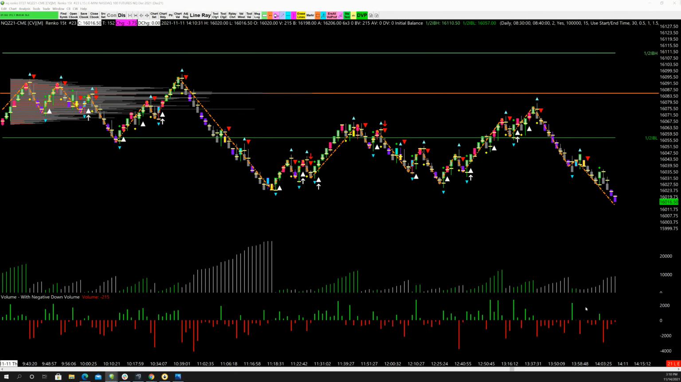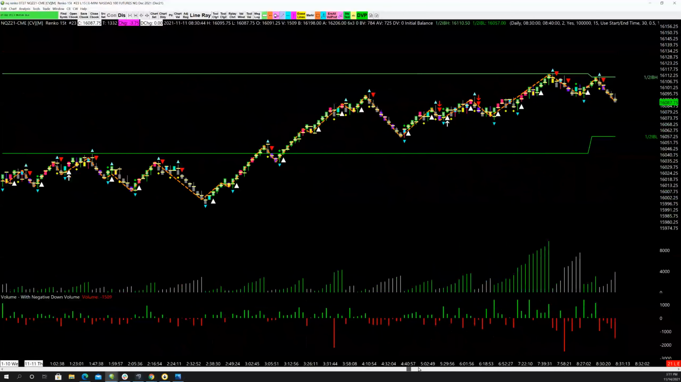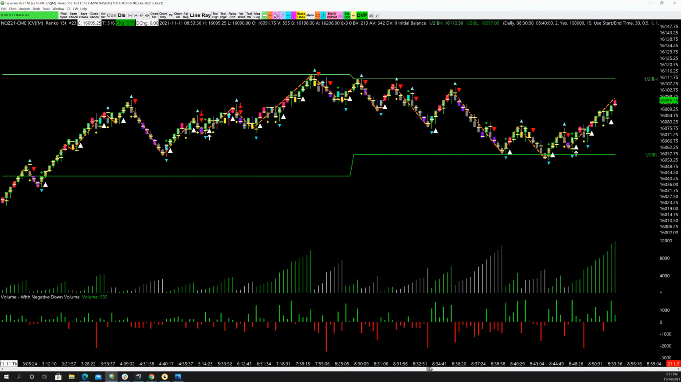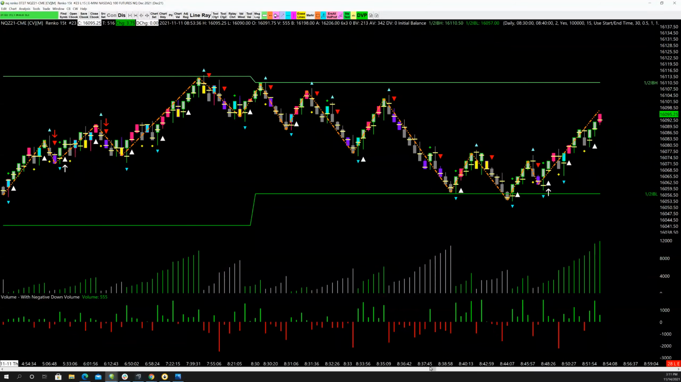Let's just go back and look at Thursday, for example. So here's Thursday AM, 8:30 a.m. This is the pattern that we're looking for, guys. If we get a triangle up, we know that's an important algo.